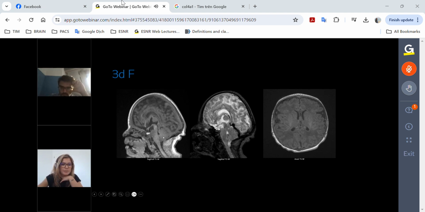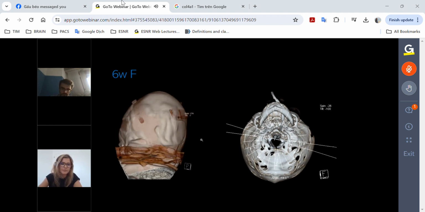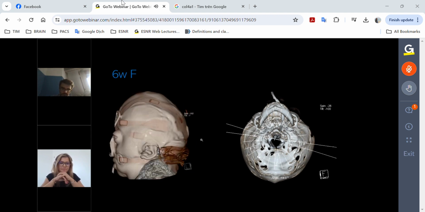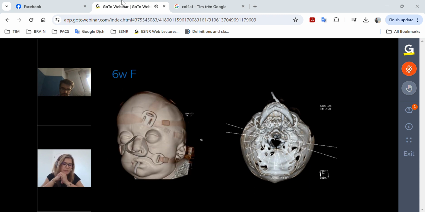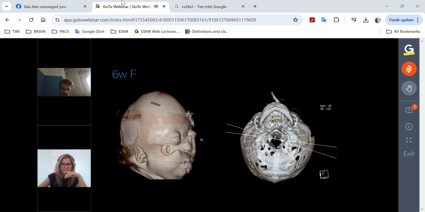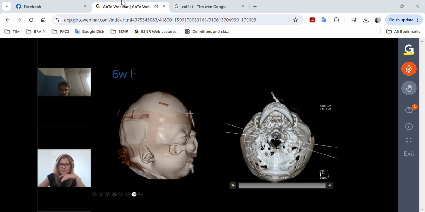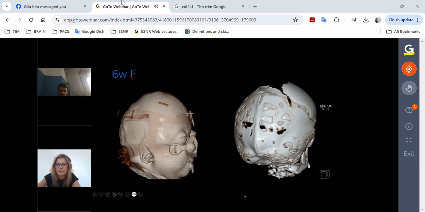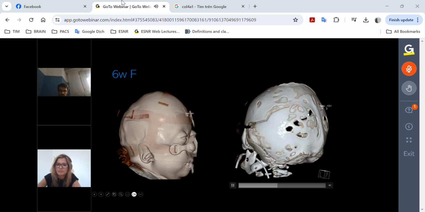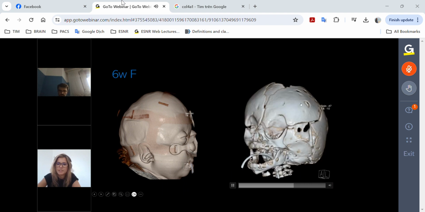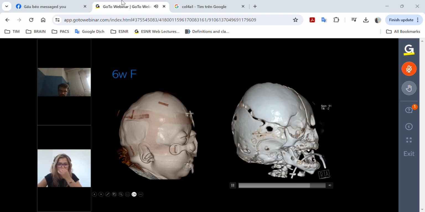The posterior fossa is very small, and the cerebellum tends to ptose inside the foramen magnum, and the brainstem is a bit pushed anteriorly because of the small posterior fossa. So here, the VRT reconstruction, when you see the baby, the proptosis is quite marked, and the forehead is very big. And on the bones, you can see a very, very large anterior fontanelle.